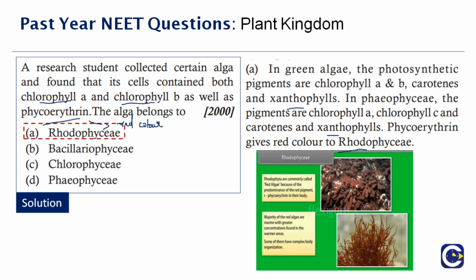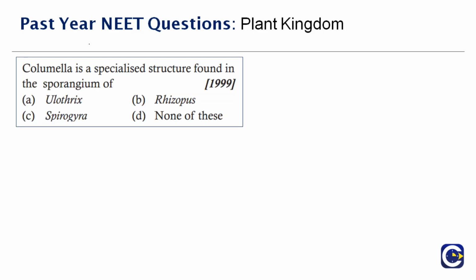Now let's move to the next question. This question is very simple. Let's read it. This question was asked in the year 1999. Columella is a specialized structure found in the sporangium of dash.